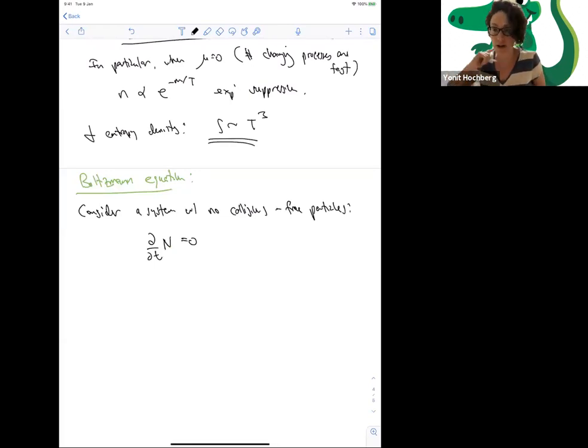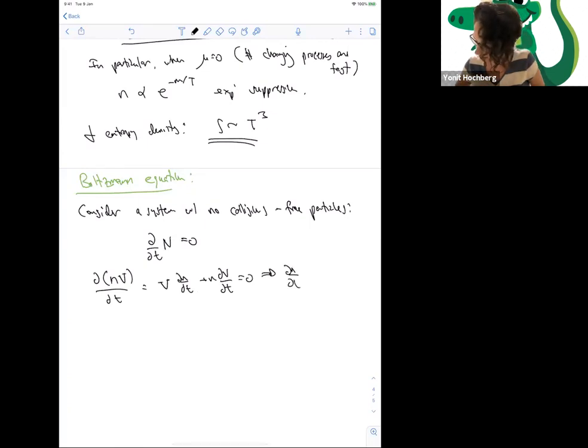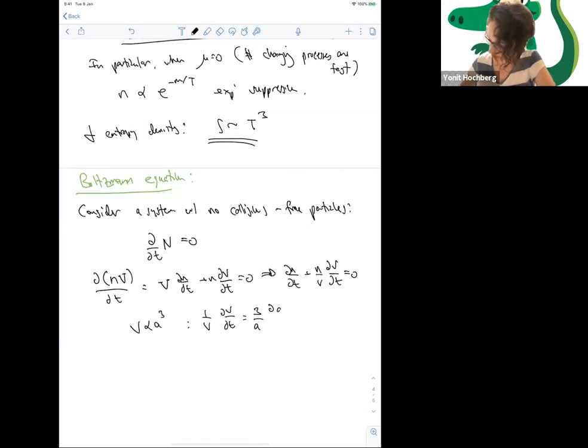But now we're going to write that total number of particles as a density times the volume. So this is going to be d of density times volume dt. Here's volume V: dn dt plus n dV dt. And this should equal 0. Let's just divide out 1 over V. So dn dt plus n over V dV dt equals 0. And as we said, volume scales like scale factor cubed. And so this means that 1 over V dV dt is 3 over a da dt.